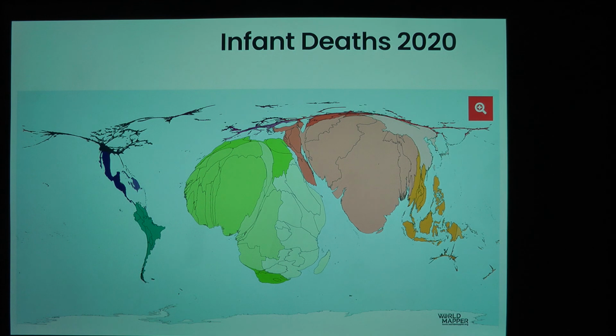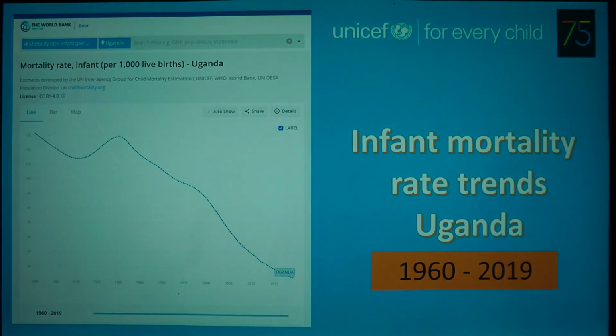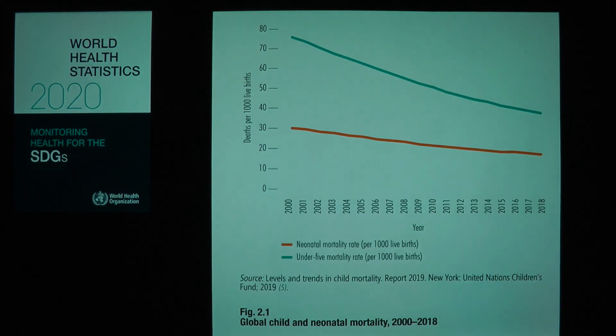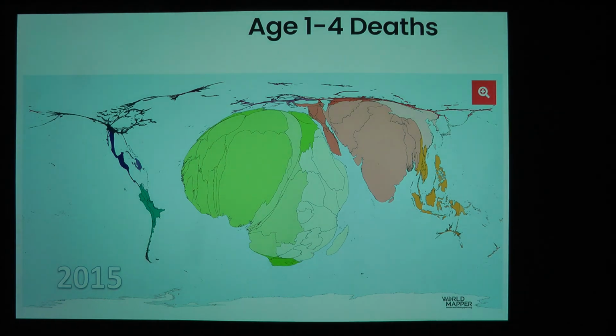Infant deaths show a similar pattern. Now again, we see some positive trends. For example, the infant mortality trend in Uganda again shows a significant fall, but again, the y-axis doesn't go to 0. And when we compare the under 5 mortality rate in blue with the neonatal mortality rate in orange-brown, we'll see that the neonatal rate has not fallen as quickly. 1 to 4 year old deaths in 2015 show the same sort of distorted pattern.